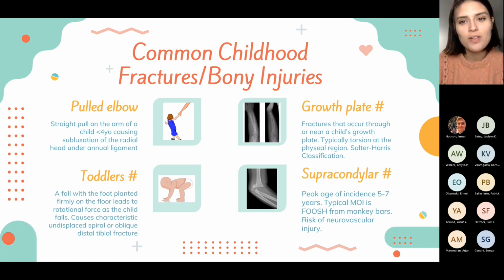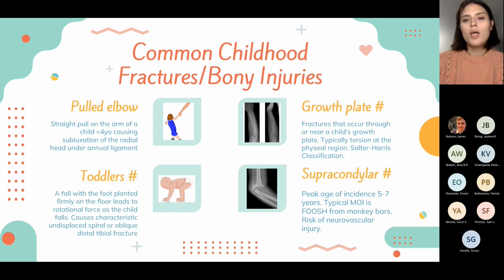And then the final one I mentioned is supracondylar fracture, which I can never say. The peak age of incidence for this is about 5 to 7 years. So kids on playgrounds, usually they'll be hanging off monkey bars and they'll fall, and it's a fall onto an outstretched hand, usually with the elbow fully extended. And so it's just above your elbow here that it will happen.